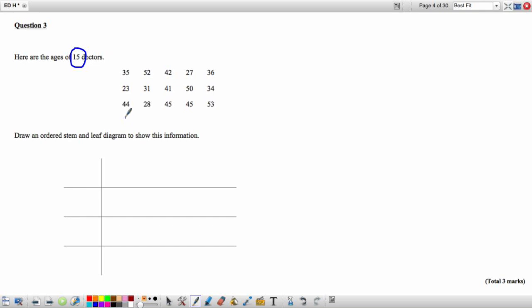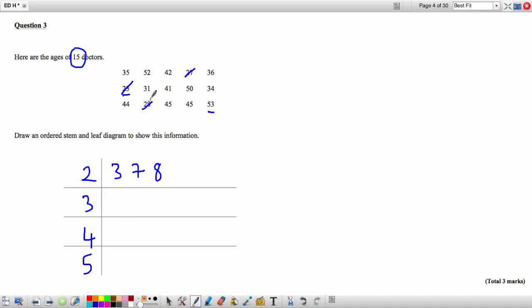Question 3. Here are the ages of 15 doctors. Draw an ordered stem and leaf diagram to show this information. First, let's find the smallest value. Looking here at our ages, 23 is the smallest number, and our largest number is 53. This means our first row will be for the 20s, and our first number will be 23. Then we will have 30s, 40s, and 50s. So 23 is our first number here. Our second smallest number is 27, 7 here, and then we have 28 here, 8 next door.